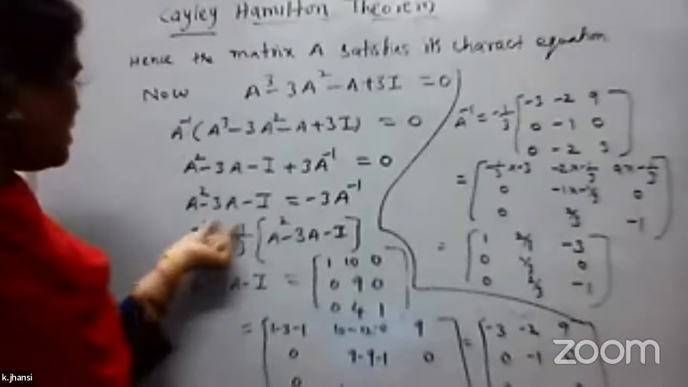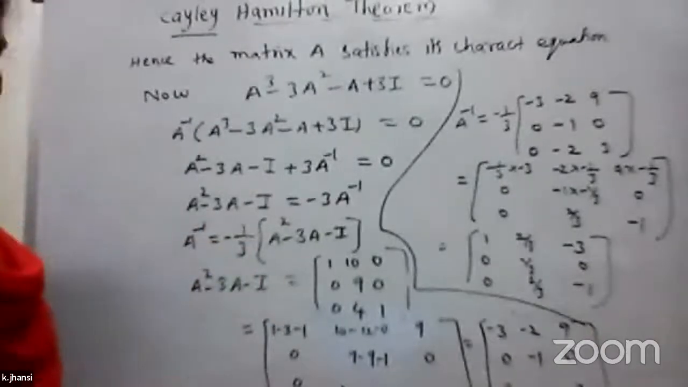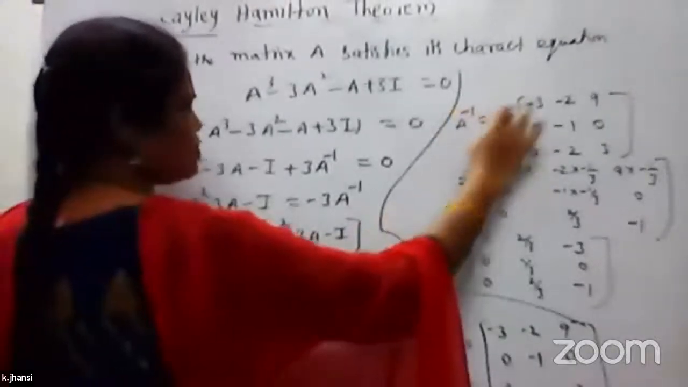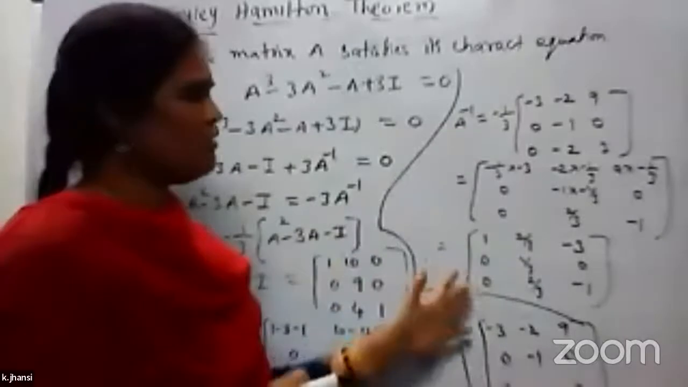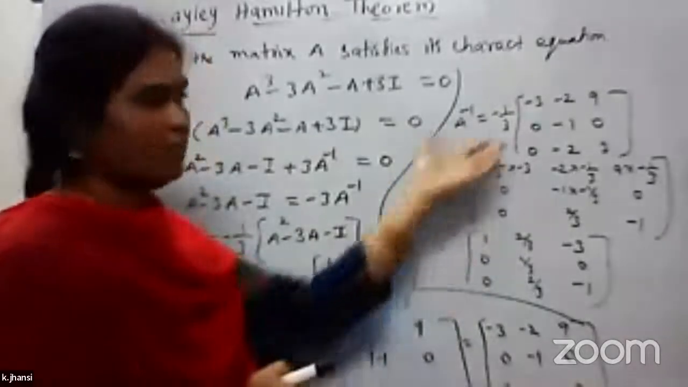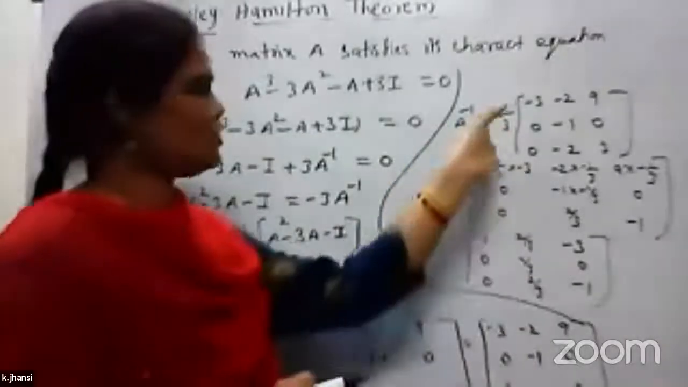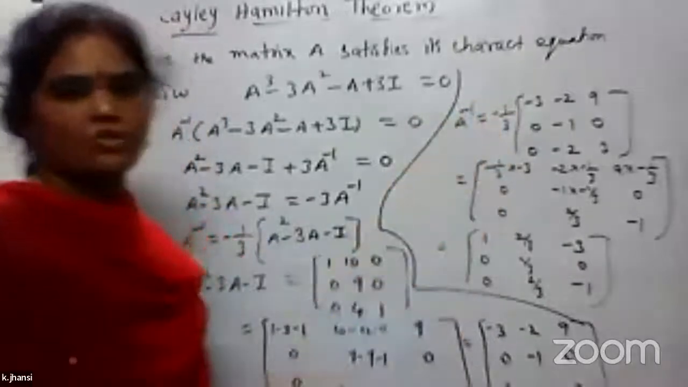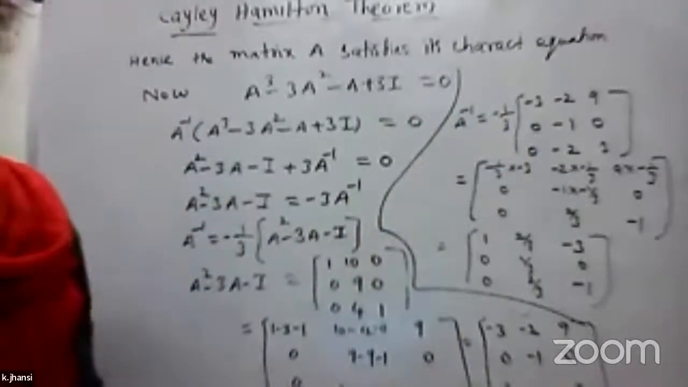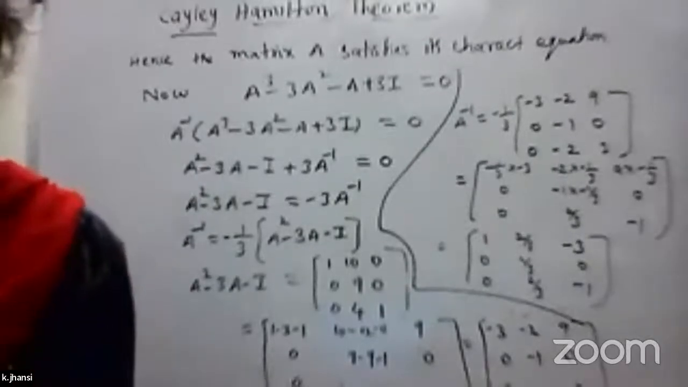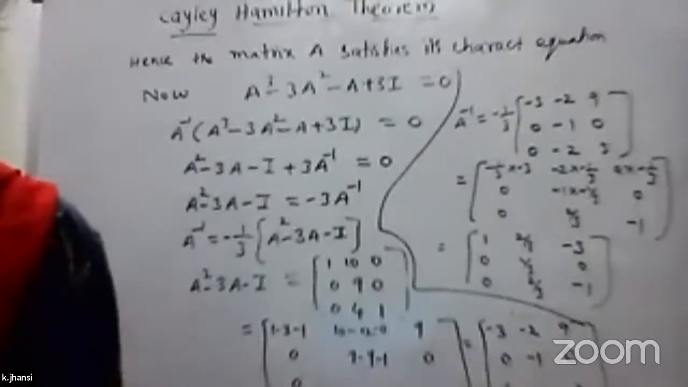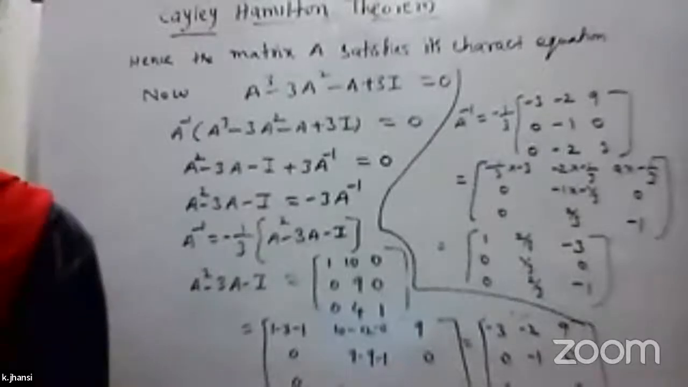So A inverse is equals to minus 1 by 3 A square of this one. Directly you can keep like this, or you just multiply with minus and keep like that only. If you simplify also it's enough. Or if you are unable to simplify this one, just stop here and write A inverse equals to 1 by 3 into that one. So this is the method how to do the verification of the Cayley-Hamilton theorem.